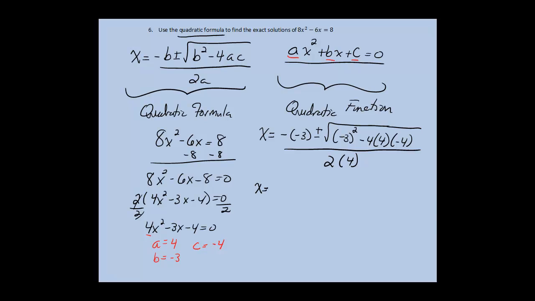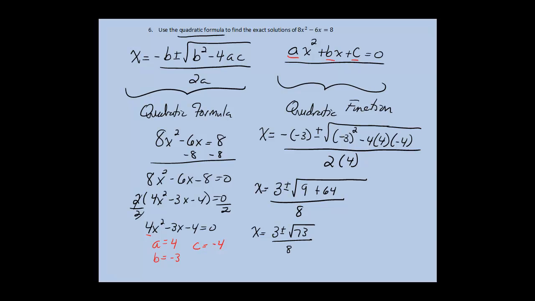So I've gone ahead and plugged everything in. Negative 3 gives me a value of positive 3, plus or minus the square root. Negative 3 squared gives you a value of 9. Negative 4 times 4 is negative 16. Negative 16 times negative 4 is positive 64. All over 2 times 4, which gives you a value of 8. So now we're going to take 64 and add it to 9, and we're going to get x equals 3 plus or minus the square root of 9 plus 64, which gives you 73, all over 8.